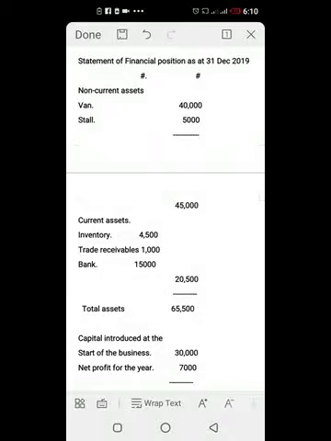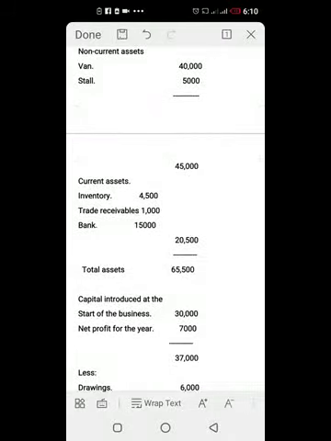Now, current assets, we have inventory. That is what is remaining, the goods remaining. Inventory remaining at the end of the year is an asset to the company, 4,500 naira. Then trade receivables, 1,000 naira, that is money being owed to the company. Then bank, that is cash at hand, which is 50,000 naira. Total is 20,500 naira. So when we add it to our non-current assets, our total assets will now be 65,500 naira. I hope you are following.